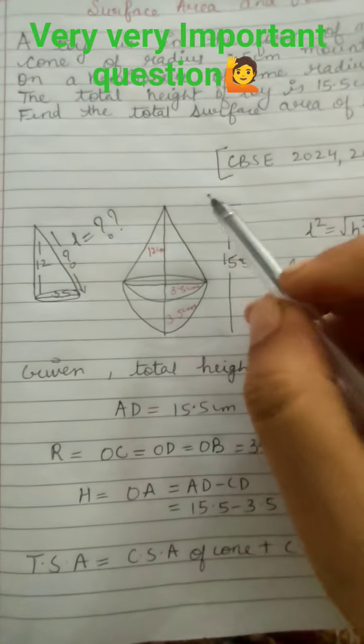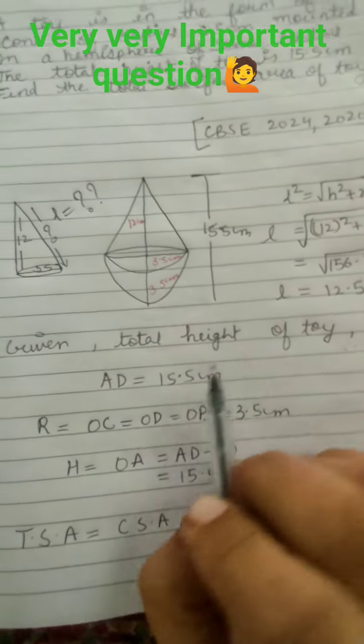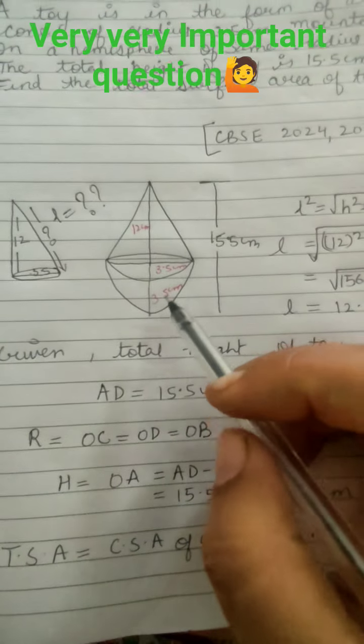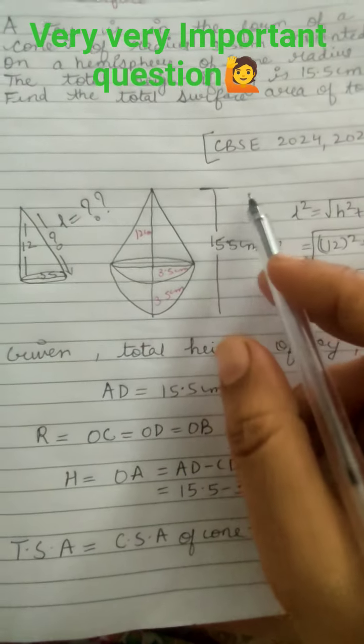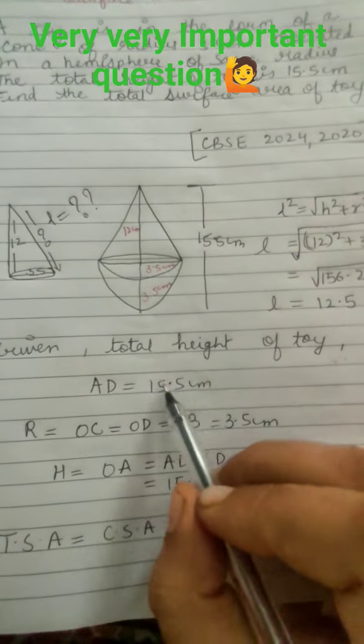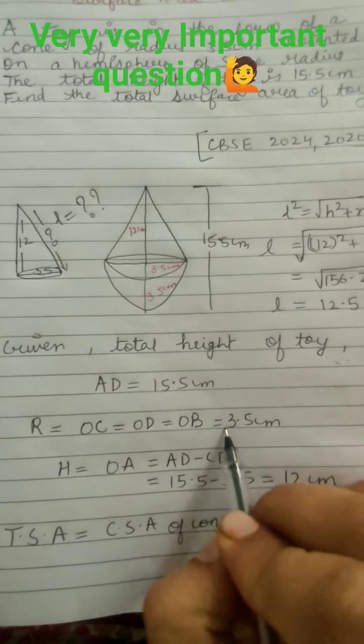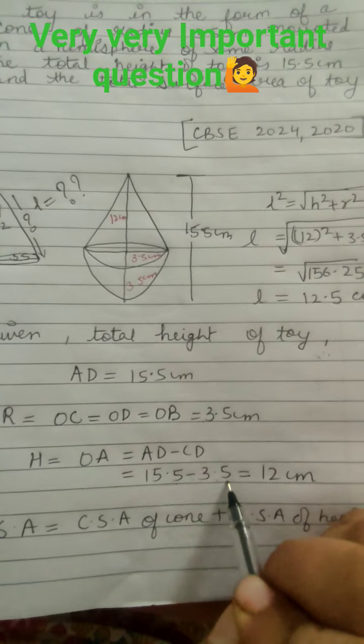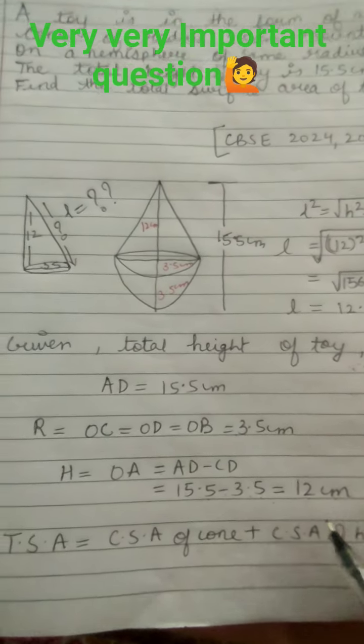If we take this total height, let it be AD, total height AD is 15.5, and the radius is given to us, 3.5. So the height of the cone will be 15.5 minus 3.5, that is 12 centimeter.